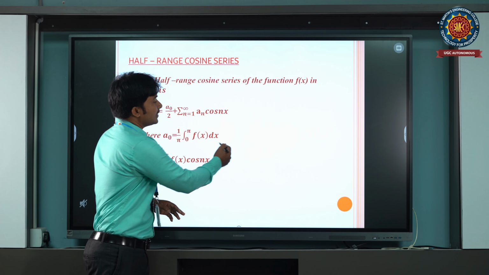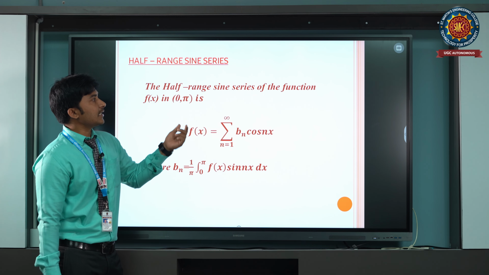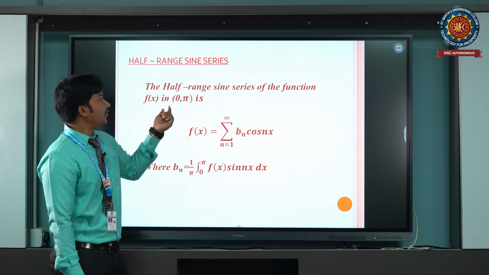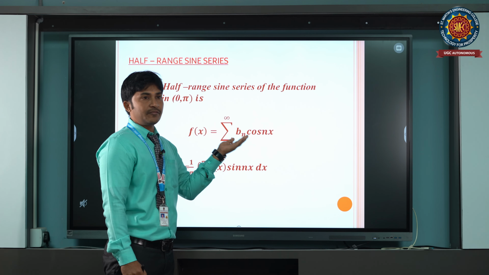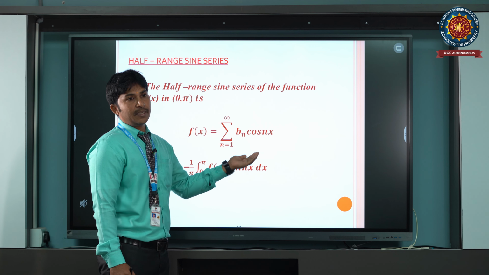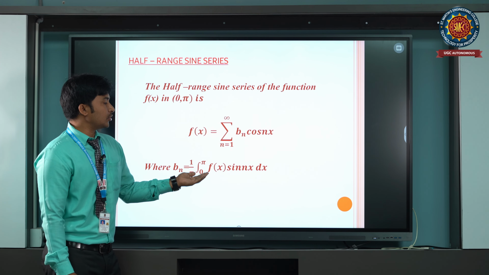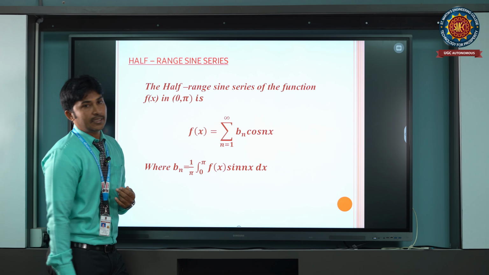And half range sine series. The half range sine series of the function f of x in 0 comma pi is f of x equal to summation n equal to 1 to infinity b n sin n x, where b n equal to 1 by pi integral 0 to pi f of x sin n x dx.